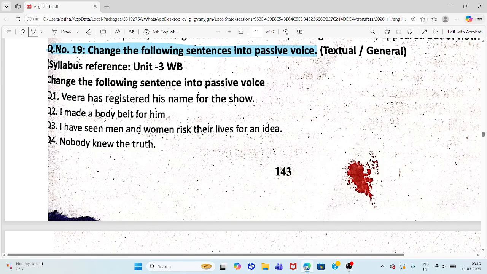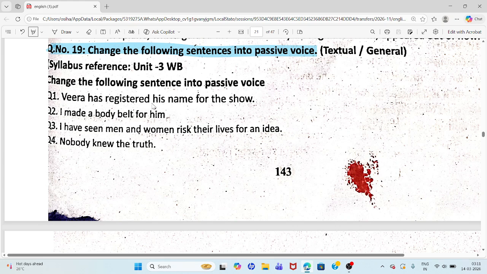Question 19, Section B. Changing the following sentences into passive voice means changing sentences from active voice to passive voice. We are going to practice 25 examples related to passive voice. So let's start. Change the following sentences into passive voice.